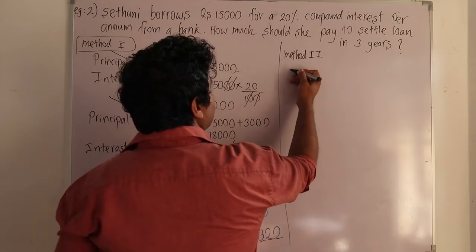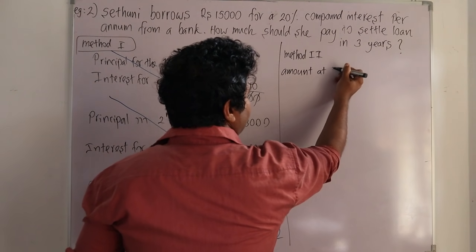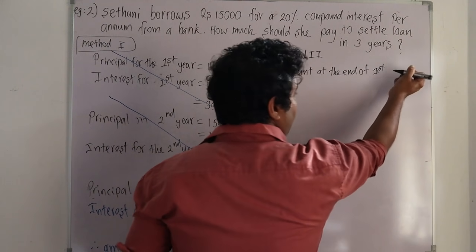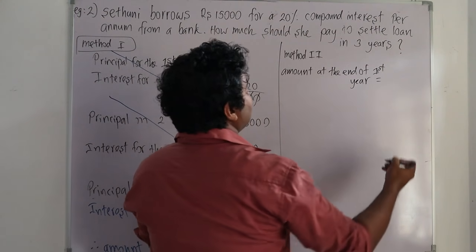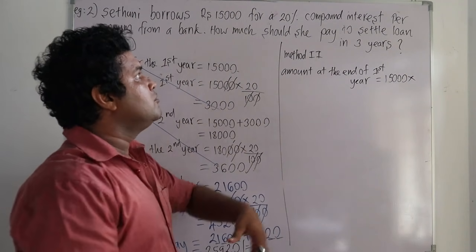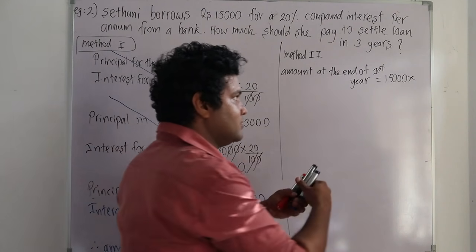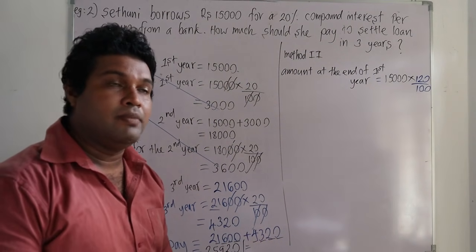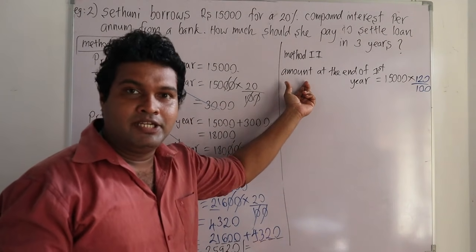Right. Amount at the end of the 1st year. To calculate the amount, don't forget, we don't use 20%. We use 120%. How to write? 120 over 100. Why did I use 120? Because we don't expect the amount without interest. Including interest, we are calculating the amount.